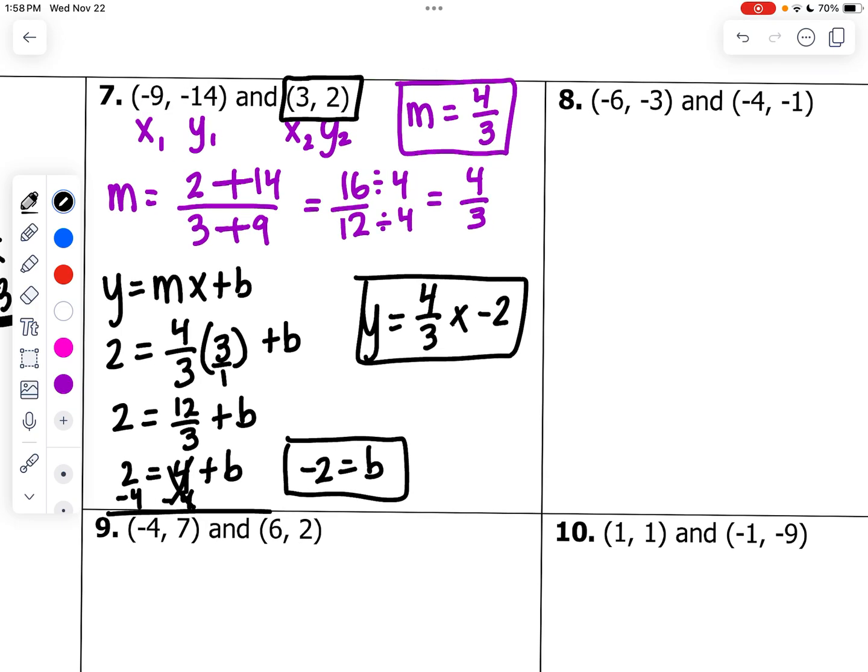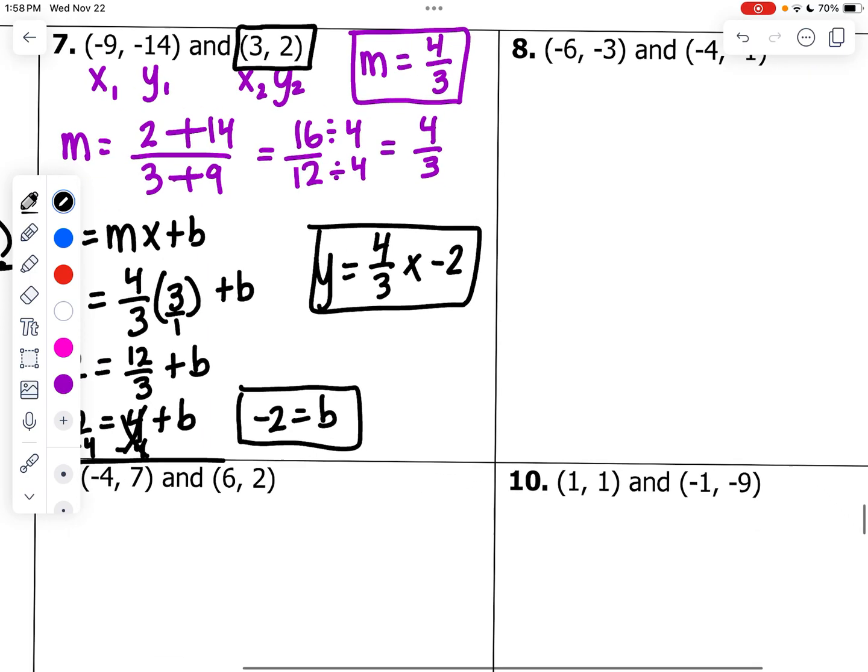I know this is like the same thing over and over, but the best and only way to learn math is to repeat the same steps over and over, unfortunately, because I know it's not fun. Let's do 8.